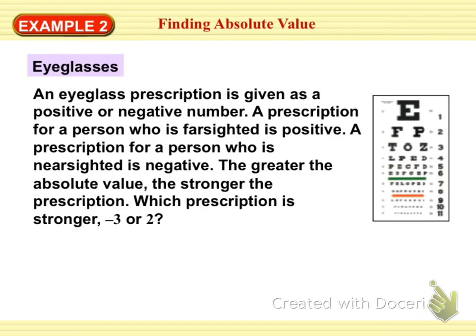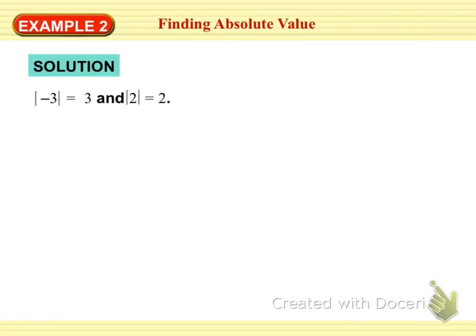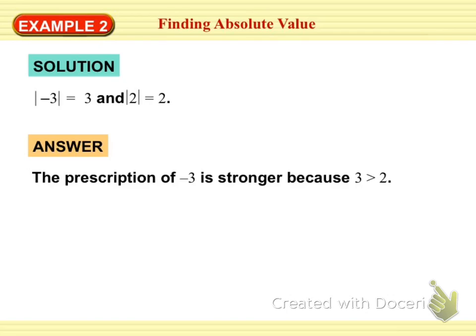So the definition of absolute value is the distance from 0. When you look at these two numbers, you can see the symbols for absolute value are the straight, almost field goal looking symbols around that -3, and the value of that is how far it is from 0. So -3 is 3 units from 0, 2 is 2 units from 0, and so now we're just comparing the 3 and the 2. Since the 3 is greater than 2, the prescription of -3 is a stronger prescription.